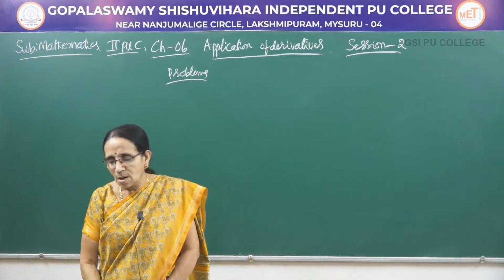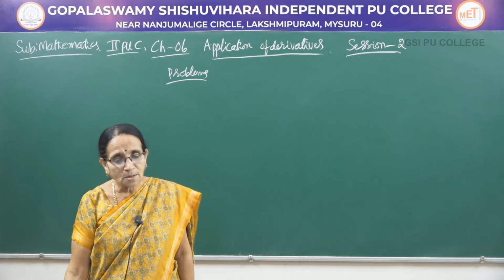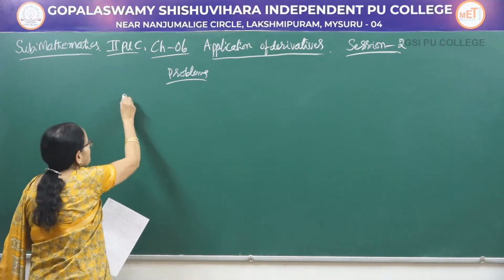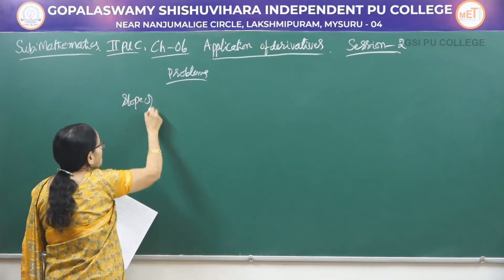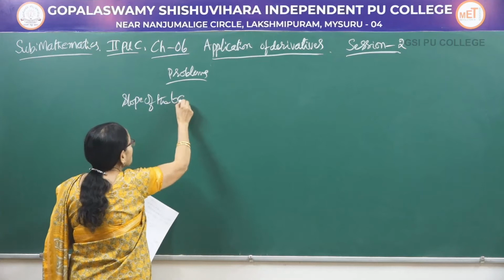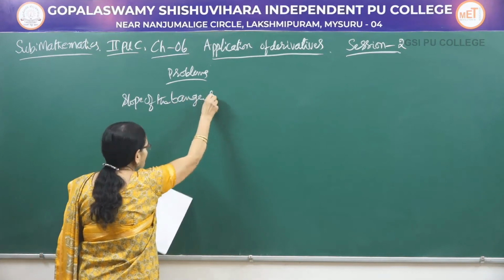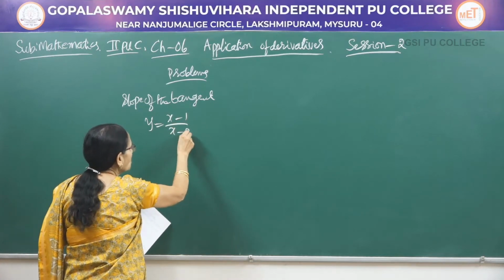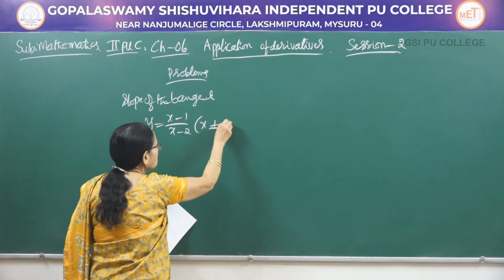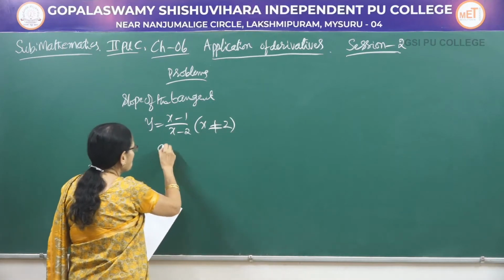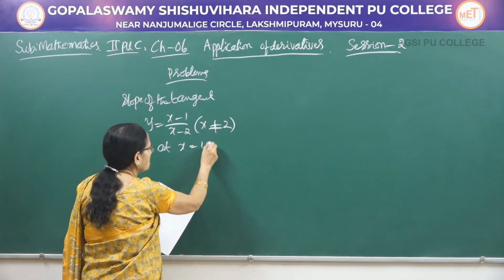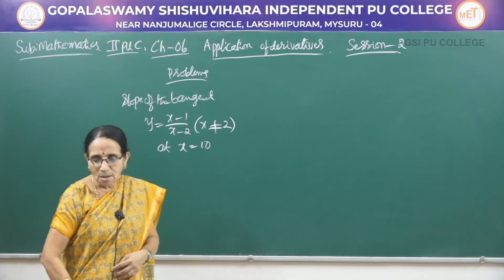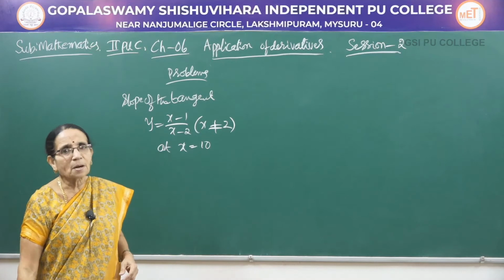First problem is: find the slope of the tangent to the curve y is equal to x minus 1 over x minus 2, x not equal to 2, at the point x is equal to 10. This can be expected for a 1 mark question. Here the point would be given, the curve would be given.